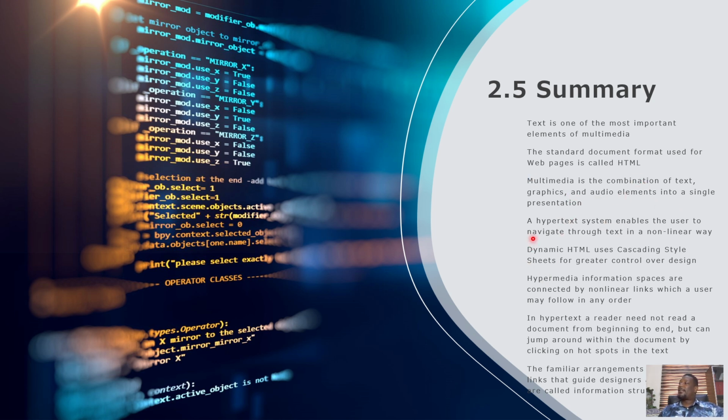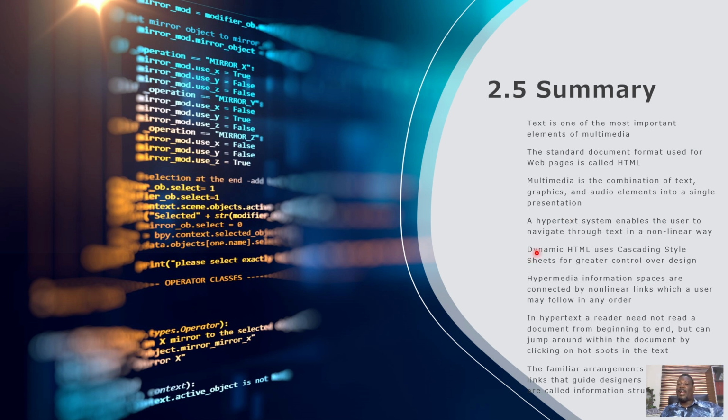A hypertext system enables a user to navigate through text in a non-linear way. So hypertext is a text that is hyper. It has the ability to do something. It's not just a normal text. With hypertext, it means it is clickable. It's able to do something. It is hyper. It is active. So when you click on it, it's able to direct you to a place that you want to go. In this case, it's not in the form of a linear thing, but it's moving you to different places.